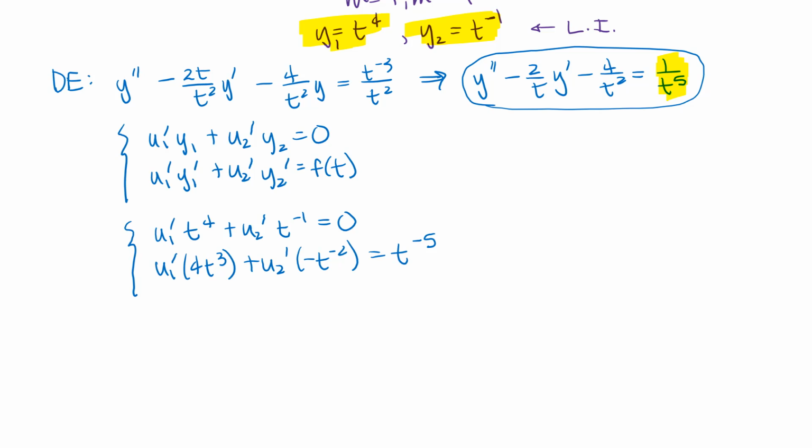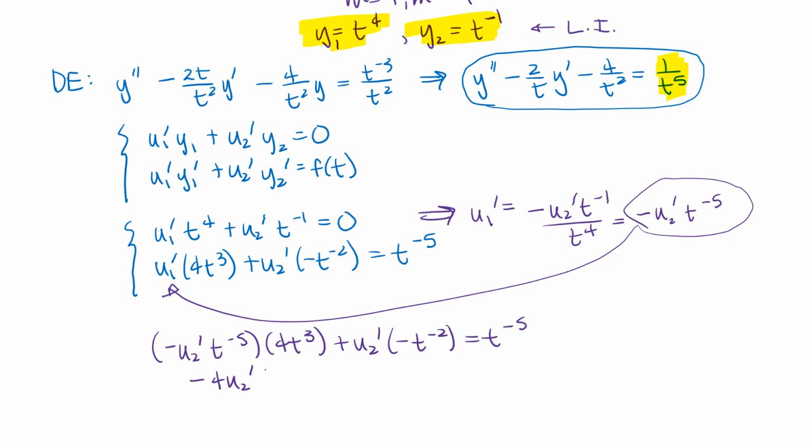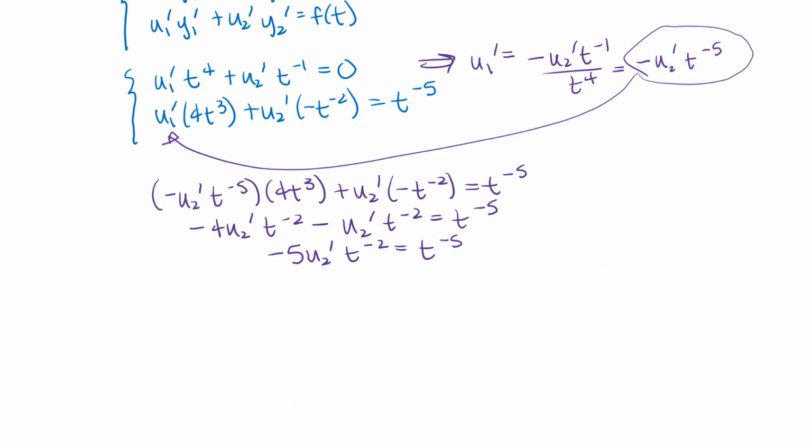Alright, so this is the system that we're going to go ahead and solve. So there are a lot of different ways to solve this. I'm going to go ahead and isolate u1 prime in the first equation, substitute that into the second equation, and go from there. Okay, so in the first equation, when I solve for u1 prime, I got negative u2 prime times t to the negative 5th. So I'm going to substitute that into the second equation in place of u1 prime. And then solve for u2 prime.